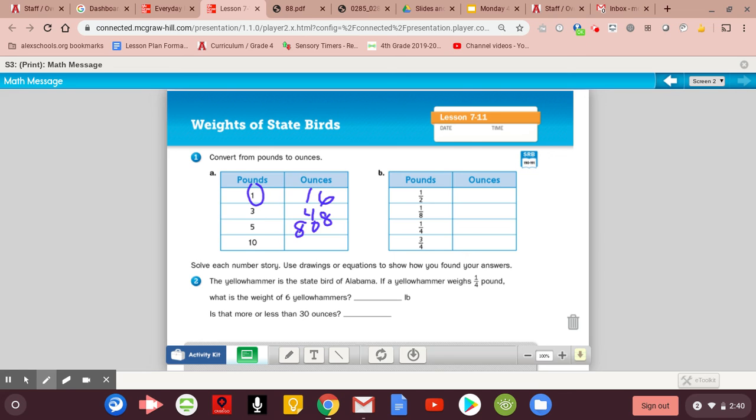And then 16 times 10, because there's 16 ounces in 1 pound, and we need 10. And that will give me 160. Now, for this other chart, we are going to be dividing. Over here, we are multiplying because we are getting bigger. But now I notice our numbers are getting smaller. So 16 ounces in 1 pound, and we need half a pound. So I'm going to take 16 divided by 1/2 or divided by 2 to give me 8.